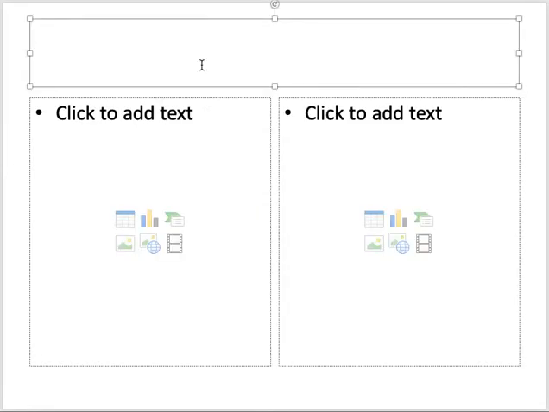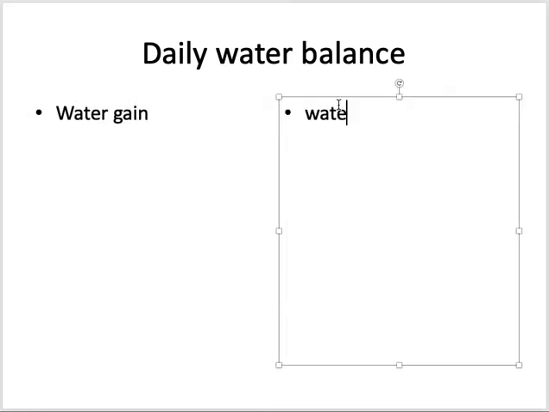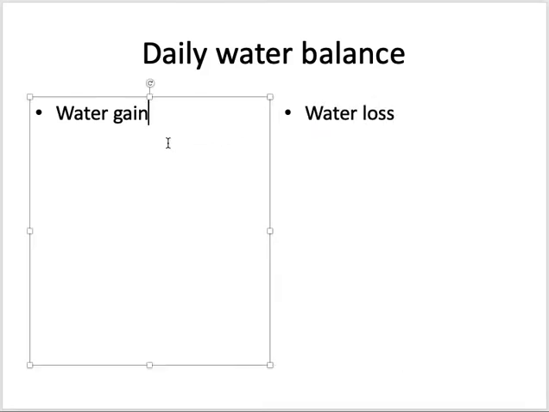For example, daily water balance. Of course, we take some water every day, and we lose a lot of water every day, right? So we gain water, we lose water. Here I will write water gain every day, and here I will write water loss every day. So of course we are talking about daily water balance.